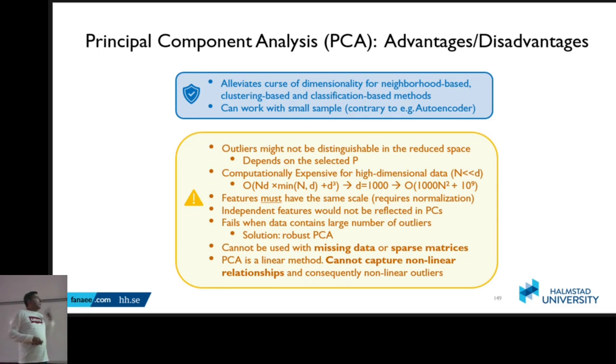But there are disadvantages. As I said, outliers might not be distinguishable in the reduced space. Like that example I showed, there might be cases where outliers get mixed with the other normal examples. They are computationally expensive for high dimensional data. They require that features must have the same scale, so of course we need to do normalization before applying PCA. Independent features would not be reflected in PCs. It fails when the data contains a large number of outliers. If you have a large number of outliers, the data is corrupted, and you need to use a robust version of PCA, like robust PCA. It cannot be used for missing data or sparse matrices. I will focus on this in the next slide. And also PCA is a linear method, so it cannot capture non-linear relationships. I will cover this one as well.